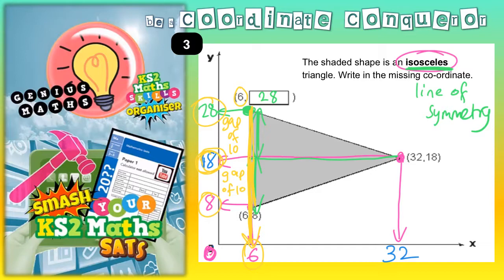But it's all to do with the fact that it's an isosceles triangle, and therefore it's got a line of symmetry. So the gap of 10 below the line of symmetry has a gap of 10 above the line of symmetry. So you get up in tens. It goes 8, 18, 28.